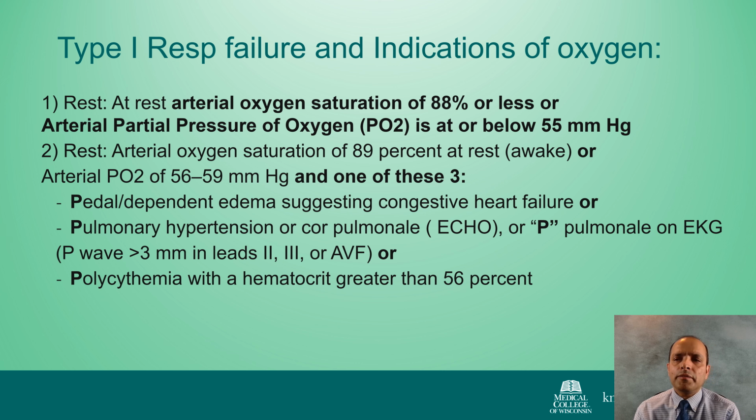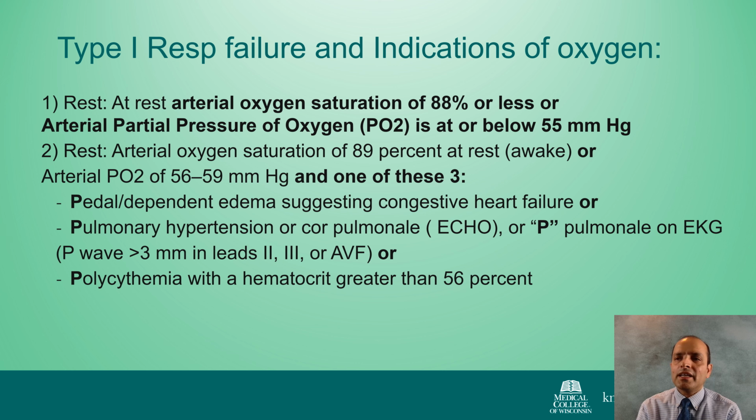Polycythemia, which is defined as hematocrit greater than 56%. So when you have these three features of chronic hypoxemia, people qualify for oxygen even with a higher pulse ox number. The number we are talking about here is 89. Or if you are doing an ABG, anybody with a PO2 less than 60.